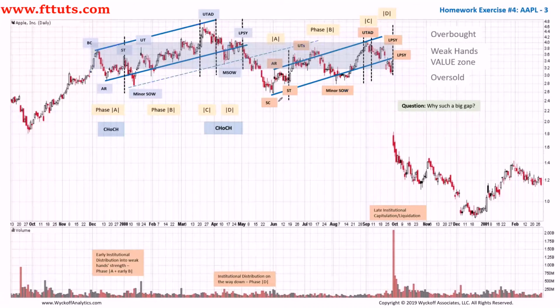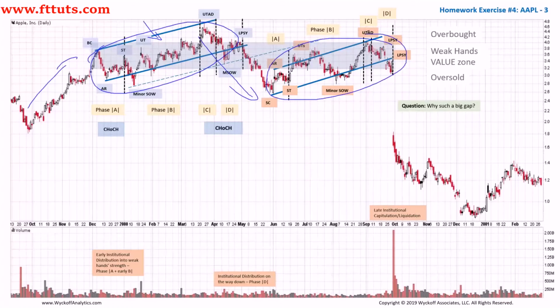Why? Because I see that the texture here is somewhat different. This is a leadership stock that is being distributed on the way up. And then after a major sign of weakness, we're seeing that the texture is somewhat different.